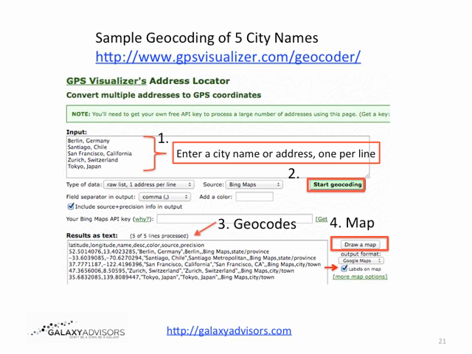Quite easy. Once you go to this site, there's an input box, and you simply type the name or the address, one per line, for the city. So I entered 5: Berlin, Germany; Santiago, Chile; San Francisco, California; Zurich, Switzerland; and Tokyo, Japan. Once I entered those in, click the little green button that says Start Geocoding. Within a few seconds, your latitude and longitude come back along with the name you entered.